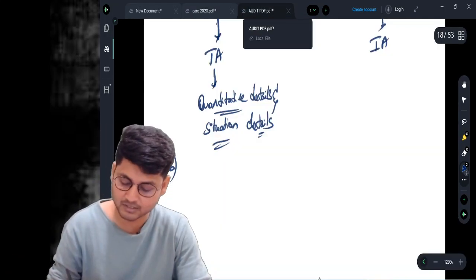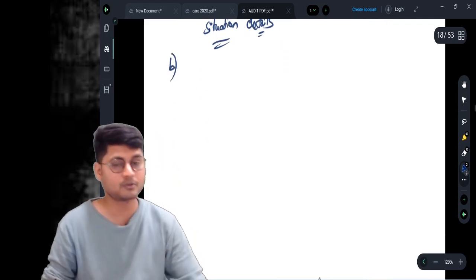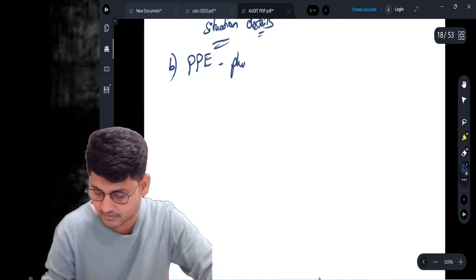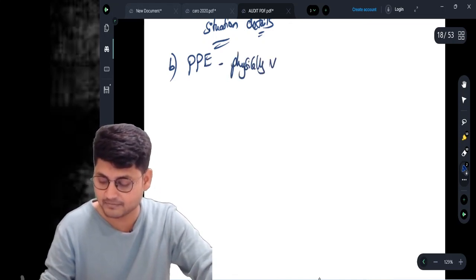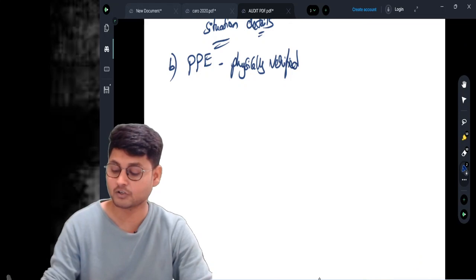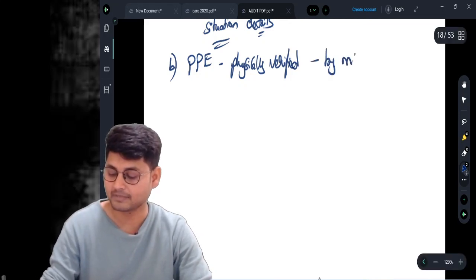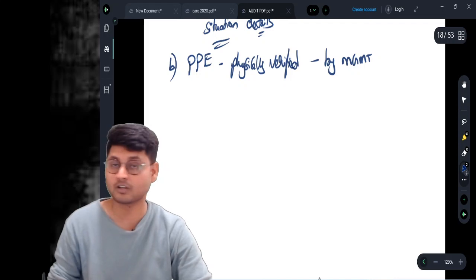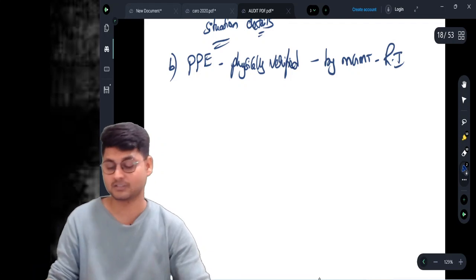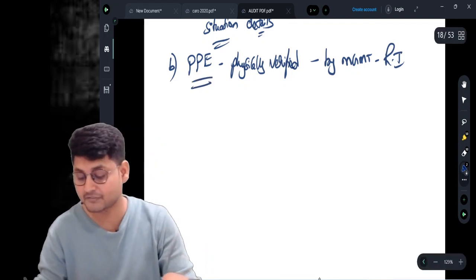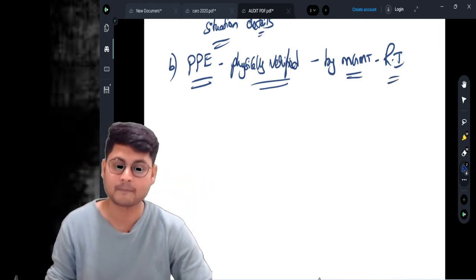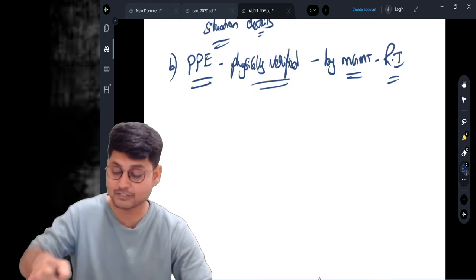Let me write clause B also here. What clause B is talking about? It is talking about PPE, whether physically verified or not. Okay, physically verified or not. Who shall verify? By management. It shall be verified by management. That clause is not yet over. That management shall verify at reasonable intervals. Now, as an auditor, you need to report whether PPE is physically verified or not by the management at reasonable intervals or not. That is what you need to verify. Okay, report. That is what, as an auditor, you need to report.